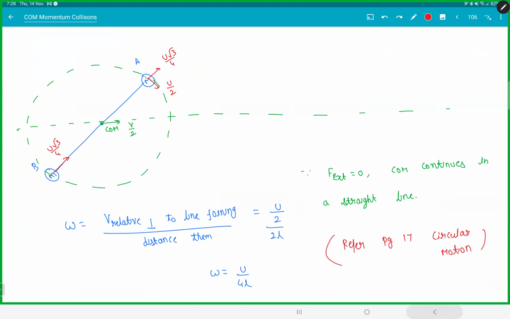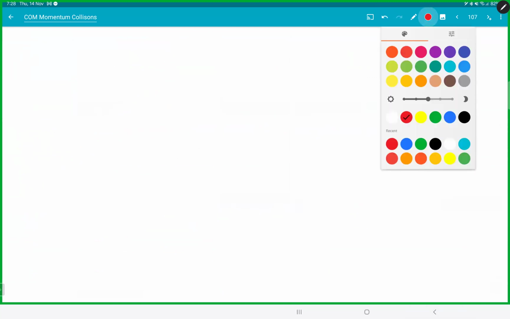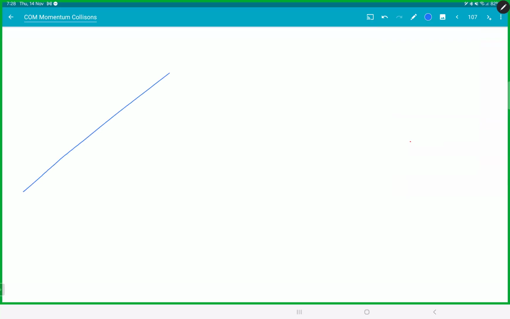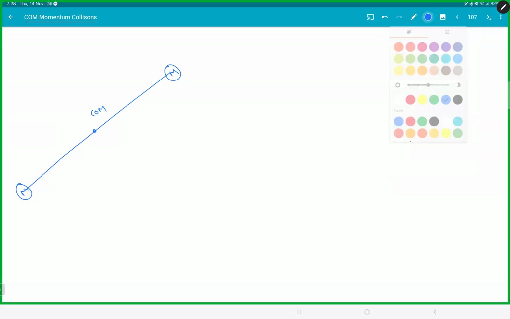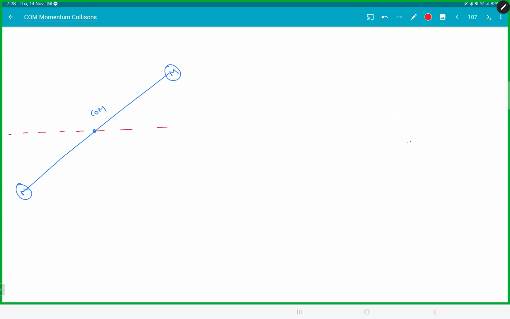So you know how your final question is looking like now? So this whole setup is looking like this, see. So we have two balls here, M and M. The center of this is your center of mass. This guy is just going in a straight line. He doesn't care about what is happening with both of them. This is just going with u by 2.